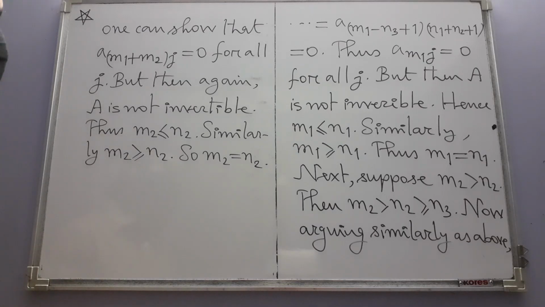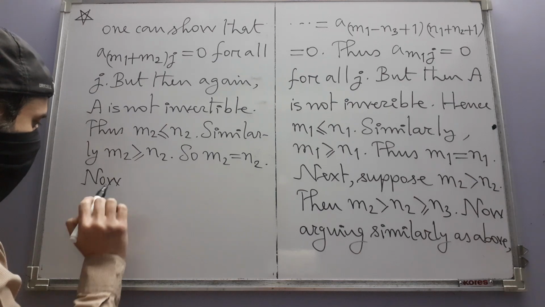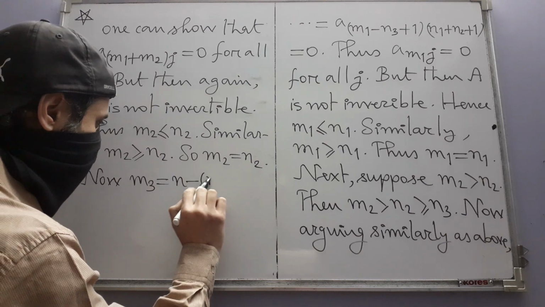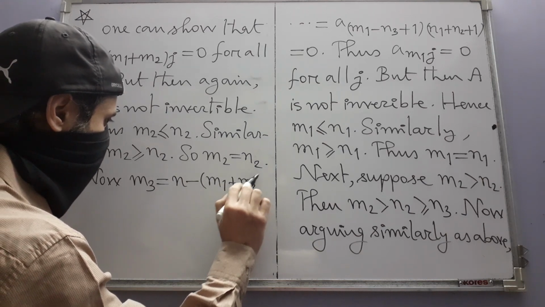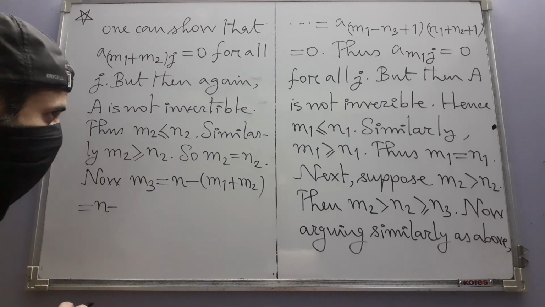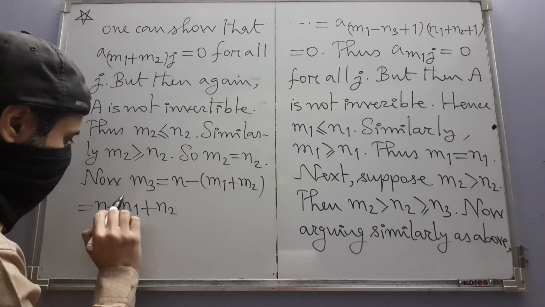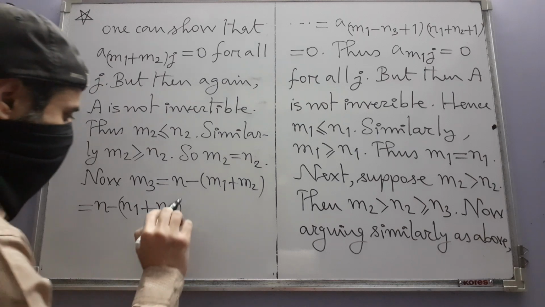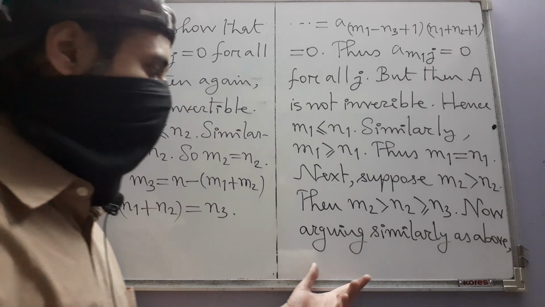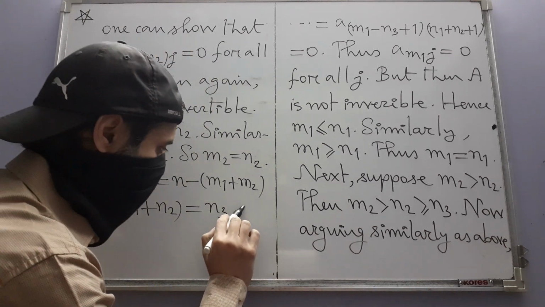Now it's very easy to prove that m3 is equal to n3. Because what is m3? m3 is n minus (m1 plus m2). Now m1 is n1 and m2 is n2. So this is n minus n1 minus n2, but that is n3. So that's how we have proved the more complicated implication of the double implication. And this completes the solution.